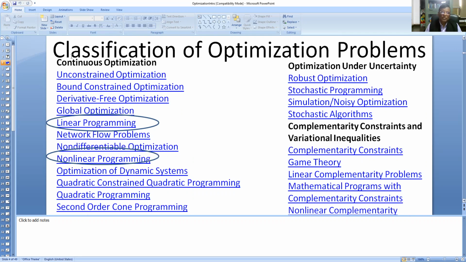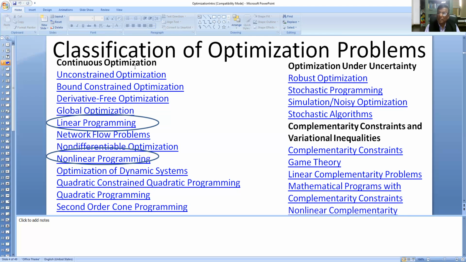So the first classification you see on the left is continuous optimization. And the second is optimization under uncertainty. In continuous optimization, as per my knowledge, there is no constraint for choosing the variables. It may be large and large and large, not 3, 4, 5, 6. It may be lakhs, 3 lakh, 4 lakh, 5 lakhs. There is no such constraint.